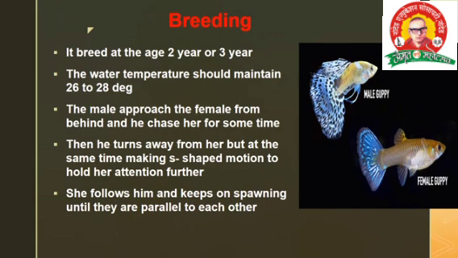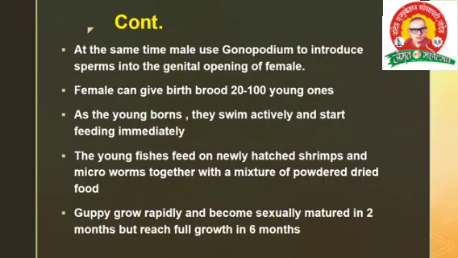The male should be removed from the tank after the mating. It means that after the completion of breeding, the male can be removed from the tank. This is an important point. The gestation period is near about 4 to 6 weeks, meaning development of young ones. A female can give birth to near about 20 to 1000 young ones.